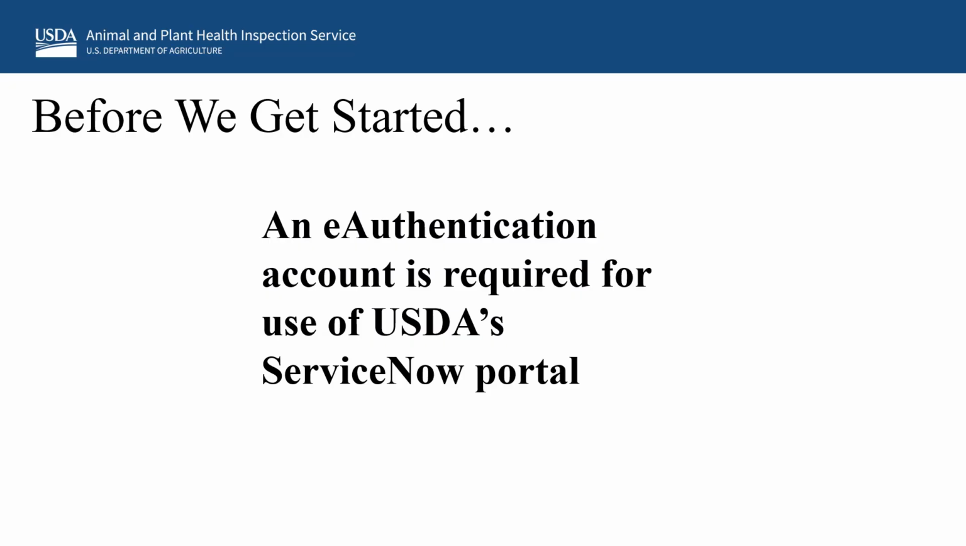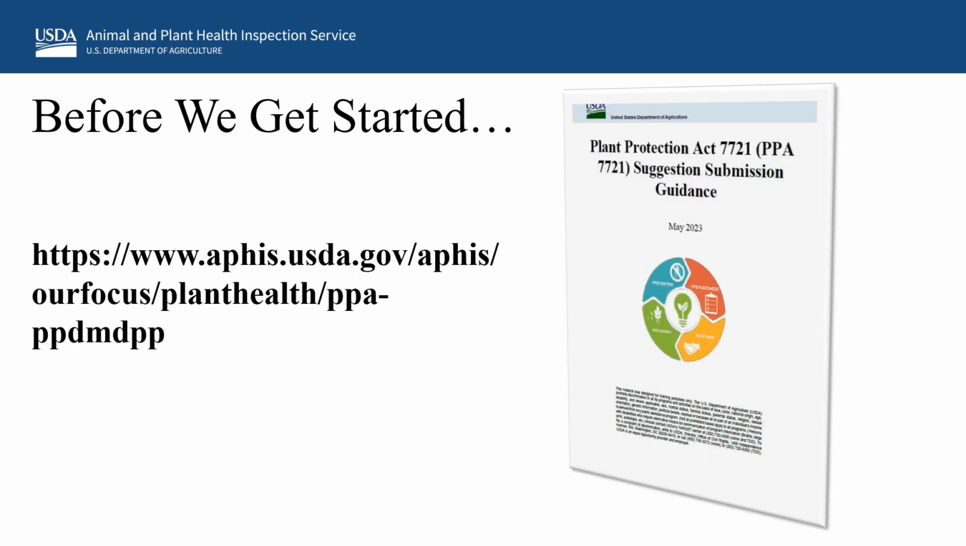Before we get started, here are a couple of key things to remember. The USDA ServiceNow portal requires that all users have an e-authentication account to access the site and enter suggestions. If you don't have an e-authentication account, please see the ServiceNow Plant Protection Act 7721, hereafter referred to as PPA 7721, Suggestion Submission Guidance for instructions on setting up an account. Additional details about select fields in the suggestion form can also be found in the guidance document, which is available on the APHIS PPA 7721 funding page.